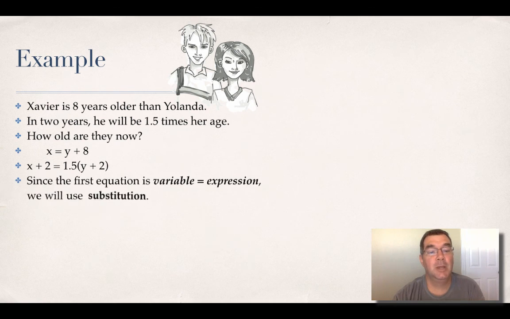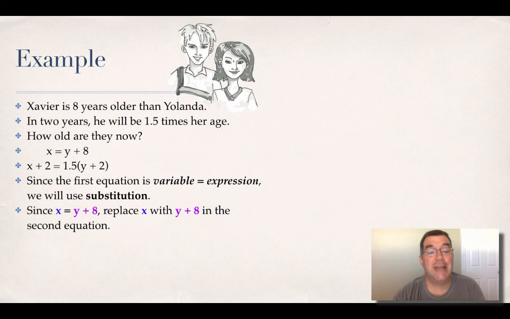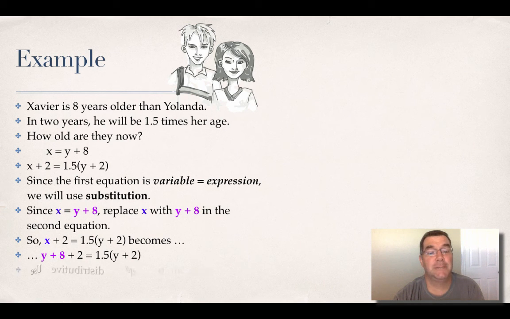All right. So I have the first equation is x equals something, so I will use substitution. So everywhere there's an x in the second equation, I'm going to replace that with y plus 8. So instead of x plus 2 equaling 1.5 times y plus 2, that x is going to become y plus 8, and everything else is going to stay the same. So now that equation only has y's in it, so I will be solving for Yolanda's age first.